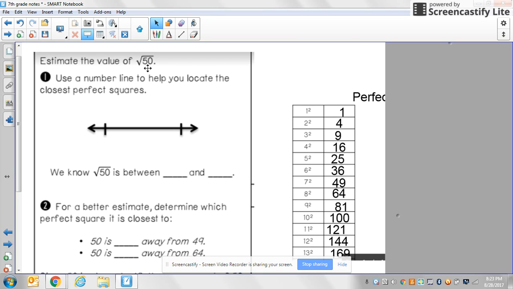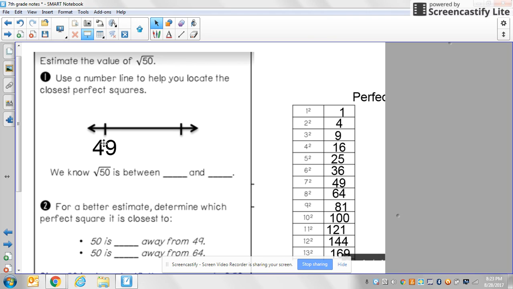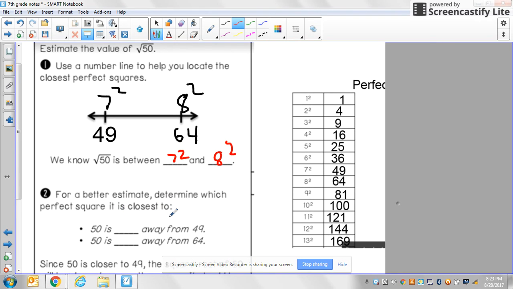I'm hoping that you are noticing the square root of 50 is going to fall in between the 49 and the 64. Okay, so we have 49 on this side of our number line. I'm just going to start writing here to be easy. And we also have 64. Now you can see 49 is 7 squared, and 64 is 8 squared. Now we know that the square root of 50 is somewhere in between the 7 squared and the 8 squared. Now we're going to take a better guess as to where the square root of 50 will be.